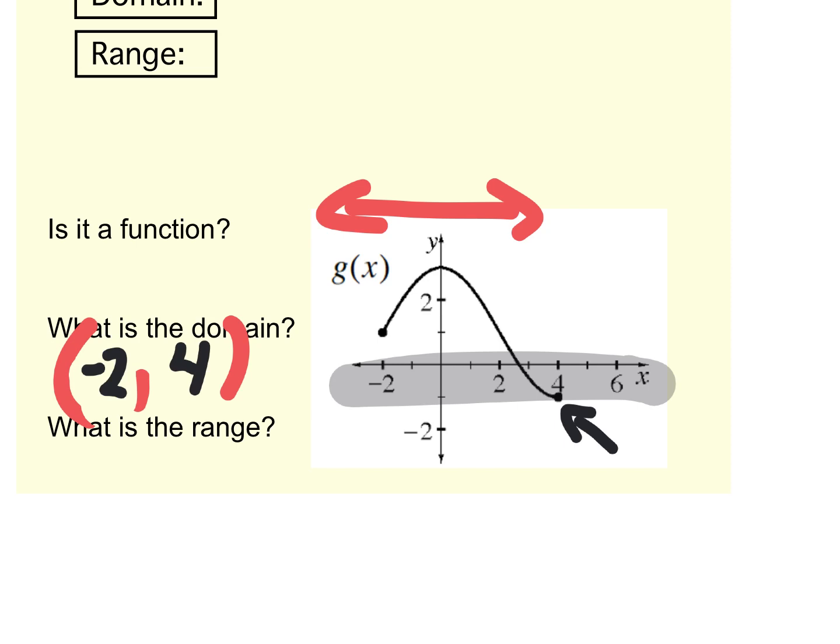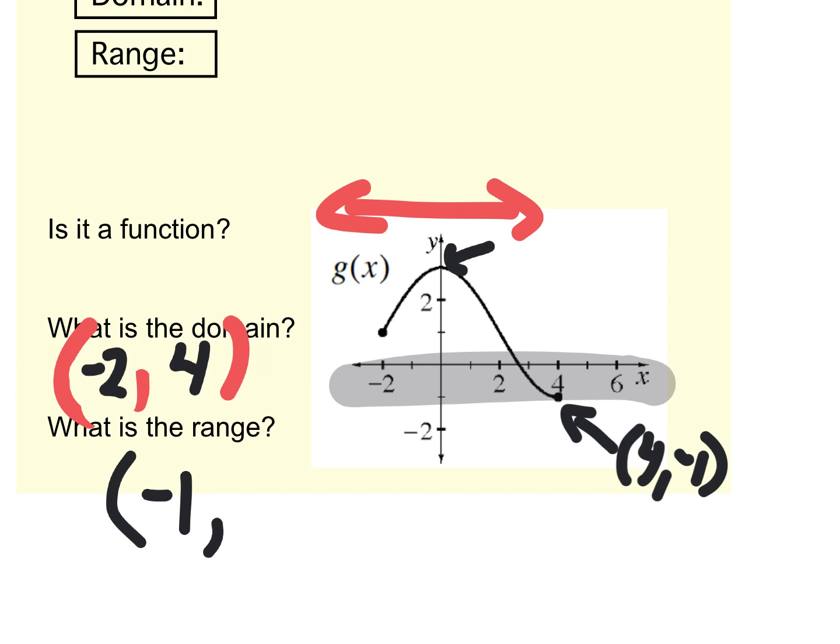Okay, good. Then the range is how low this thing ever went. Well, that black arrow is pointing to the lowest spot there is. What is the lowest spot it ever goes to? How low is this right here at this spot? Well, it's 4 comma negative 1. So negative 1 is the lowest it went. What's the highest it ever went? Very good. Right there is the highest it ever went, which is 3.